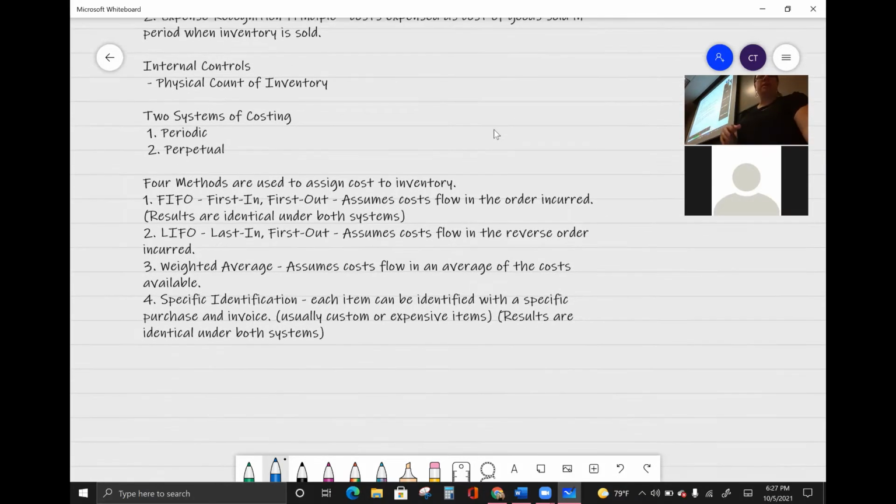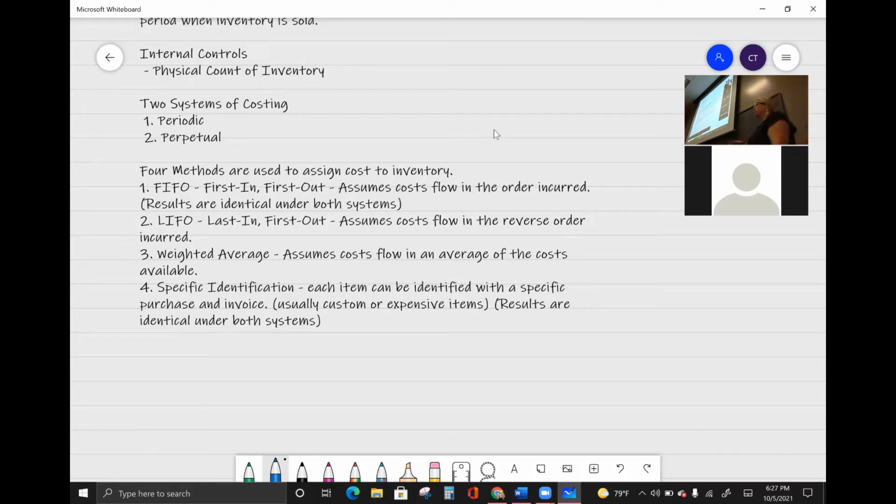The 4 methods that we're going to walk through tonight, we're going to do some of the homework problems, because I have all 4 methods in both systems, both periodic and perpetual, in the homework. So we're going to walk through some examples doing that homework so you can understand how to do them. Okay, first, FIFO.